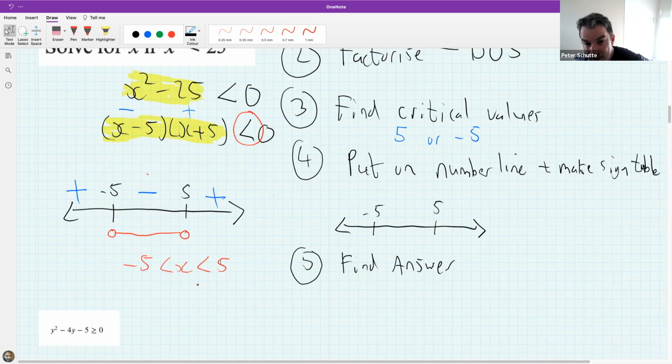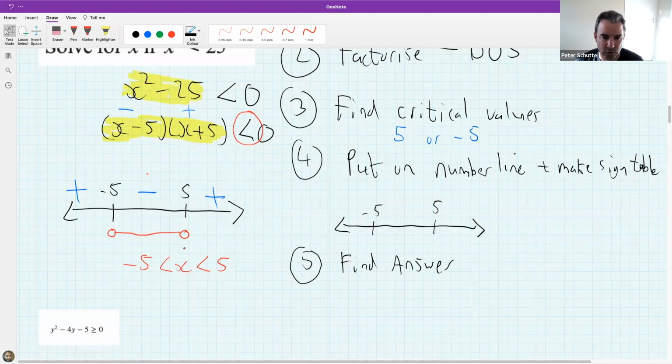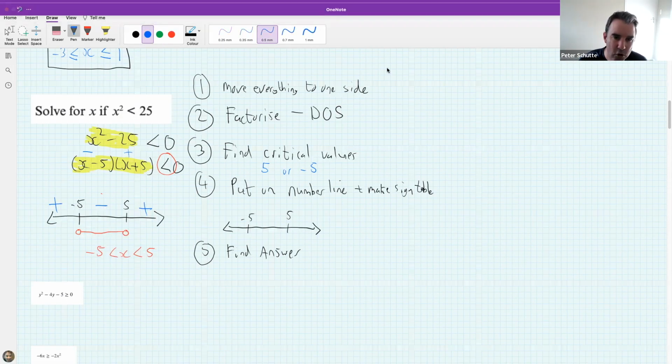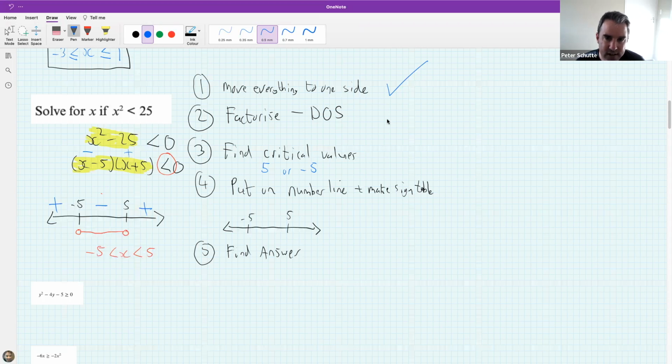Okay, now this is a bit tougher than the linear ones. And when we come back after our break, we're going to practice these until the end of the lesson. But I just want to zoom out for a second and make sure you've got the 5 steps. So you move everything to one side, you factorize using whatever method of factorization is appropriate, you find the critical values, you put on a number line and make a sign table.